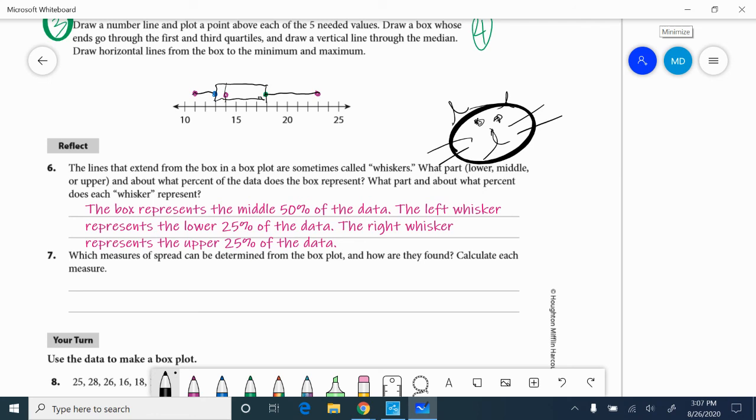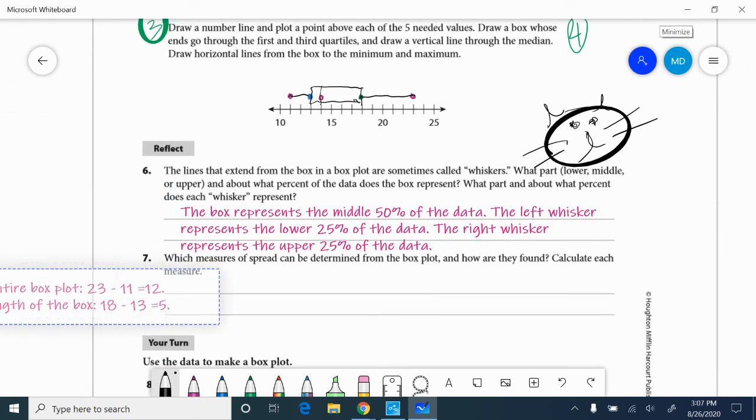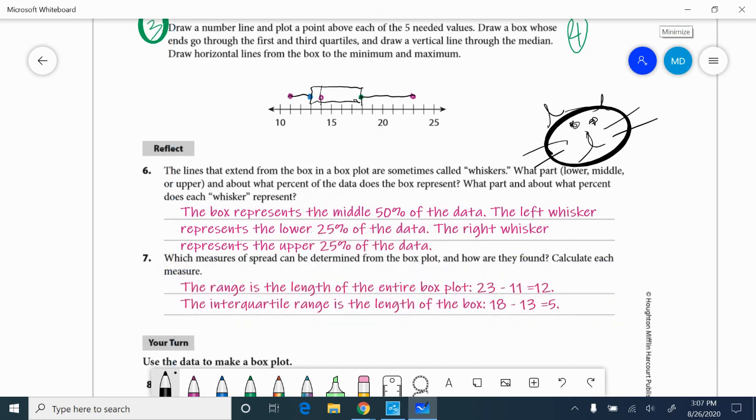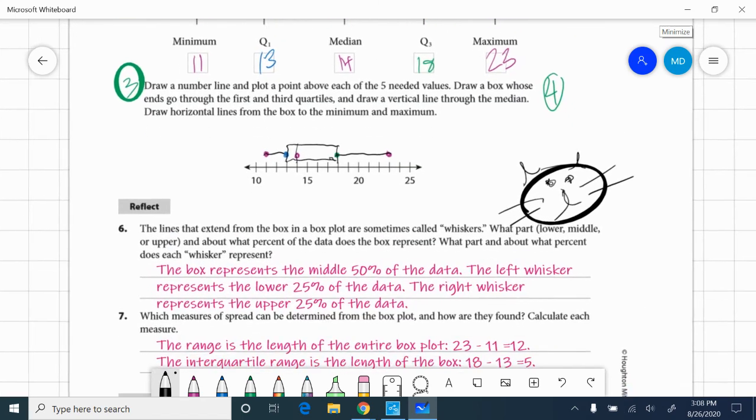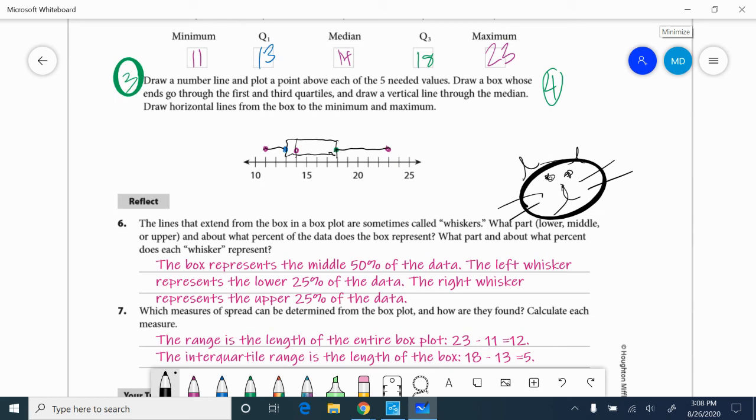And our last question, number 7, which measures of spread can be determined from the box plot, and how are they found? Calculate each measure. So what we can figure out is the range. That's where you take your greatest value and your least value and you subtract them. So we had 23 and 11, the maximum and the minimum. You subtract those, you get 12. And then we can also figure out the interquartile range. That's where you take your two quartiles, quartile 1 and quartile 3. In this case, 18 and 13, and we subtract them. So the interquartile range is 5.